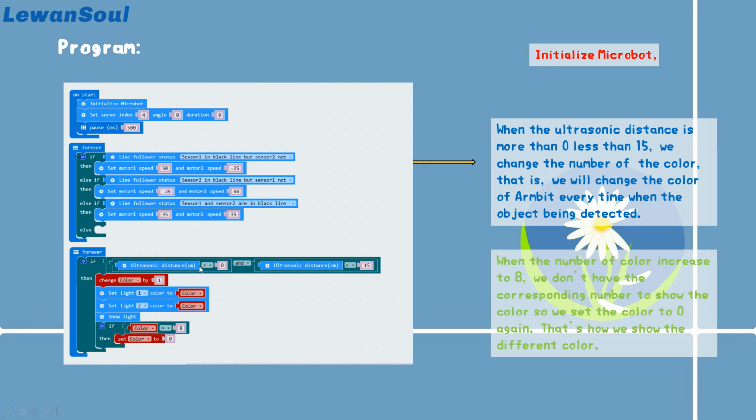If the ultrasonic distance is larger than 0 but less than 15, we will change the color by 1. So we will set light 1 to a certain color and light 2 to another color. And if the color equals 8, then we will set the color to 0. So why, when the color equals 8, does it become 0? That is because when the number of the color increases to 8, we don't have the corresponding number to show the color. So that's the reason why we set the color to 0 again.